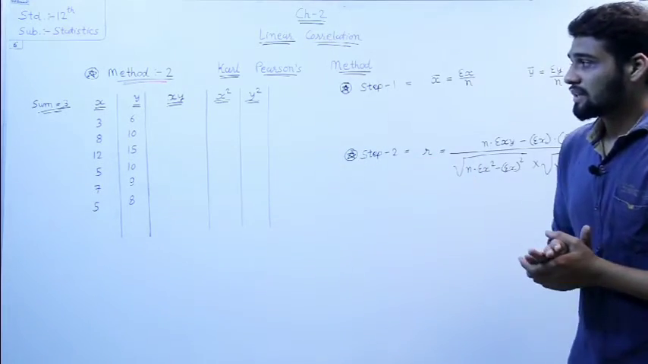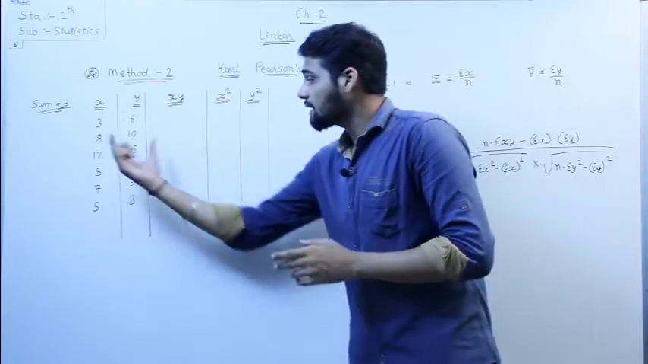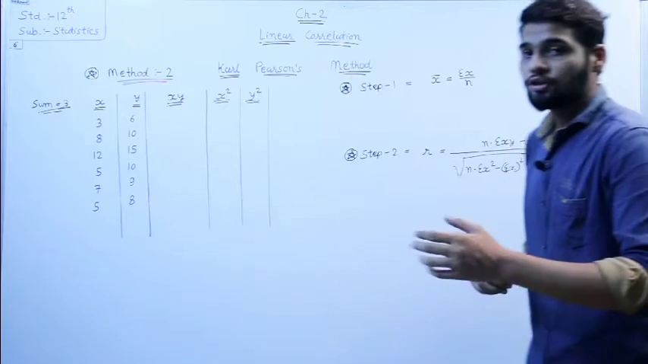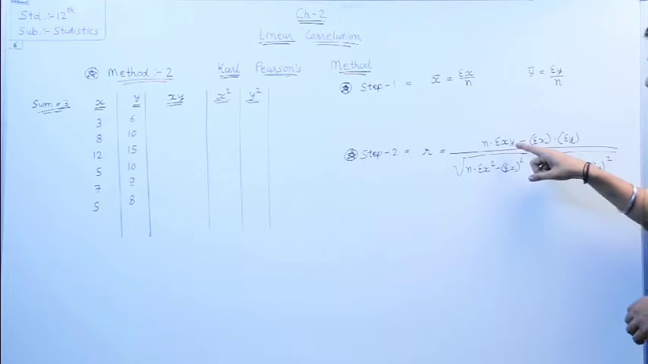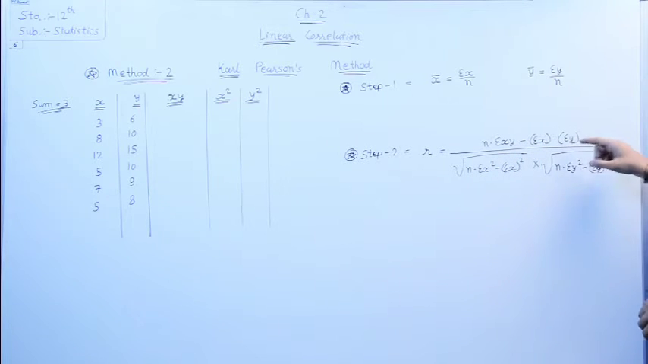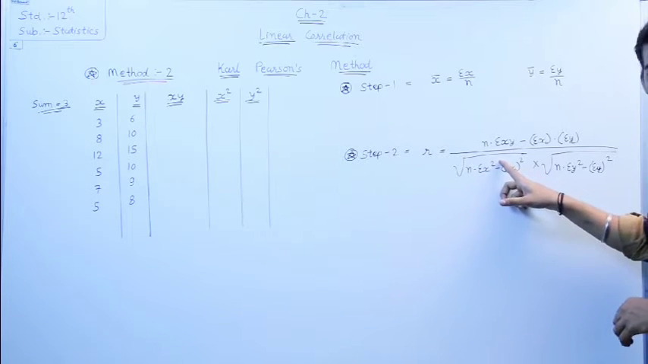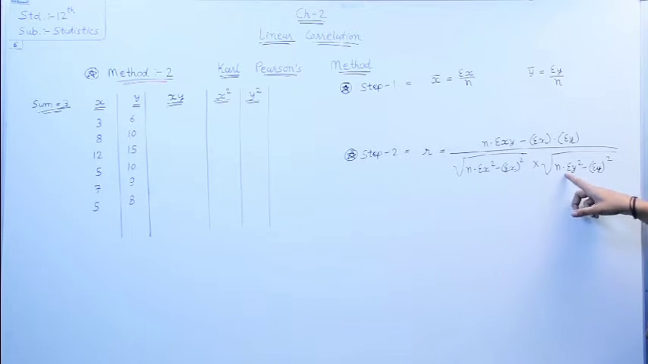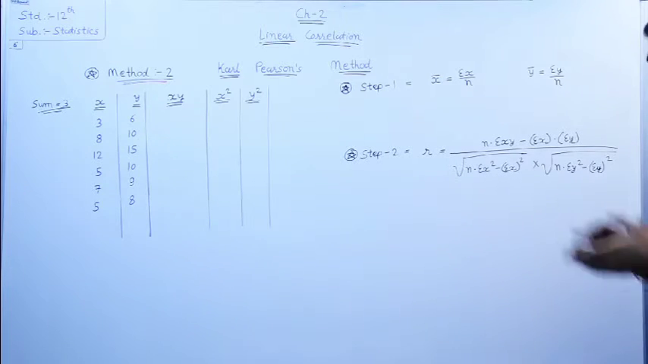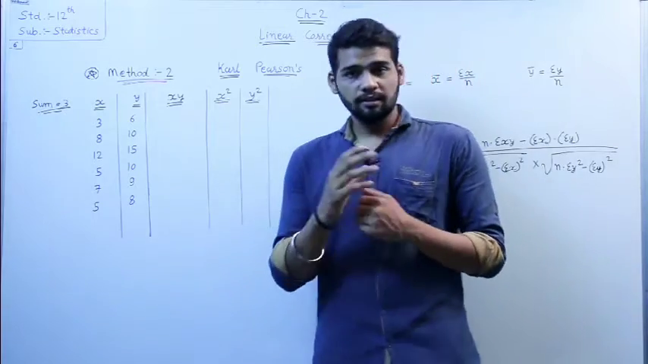In this method, the values of variables x and y are small, so at that time we use the formula for correlation: n into sigma xy minus sigma x into sigma y upon under root n into sigma x square minus sigma x whole square, multiplied by under root n into sigma y square minus sigma y whole square. On the basis of this formula we can find the other columns.